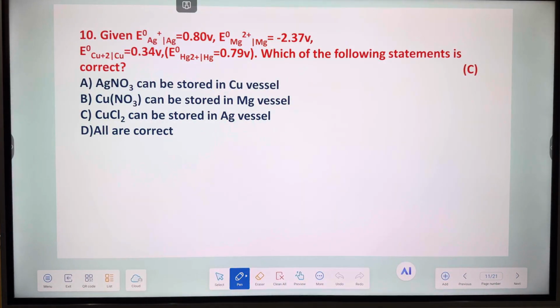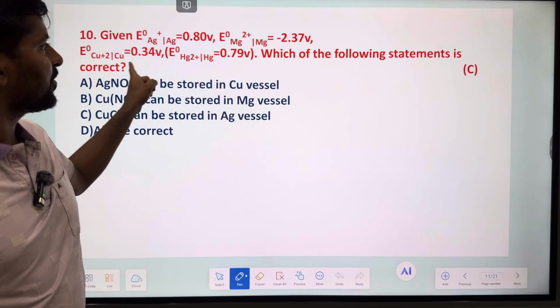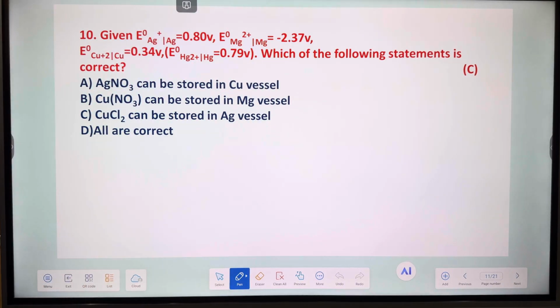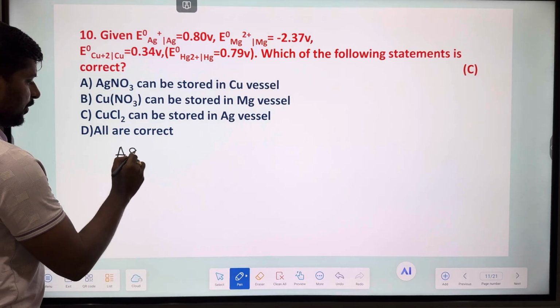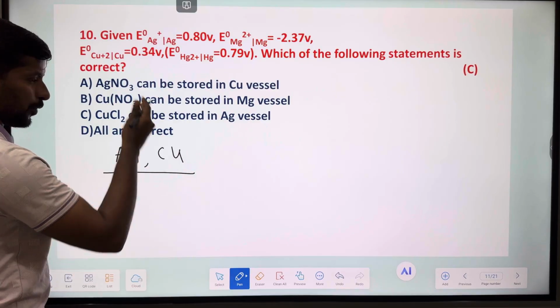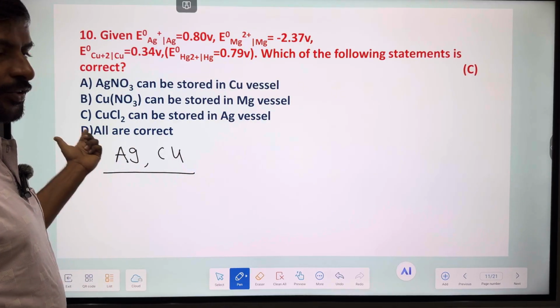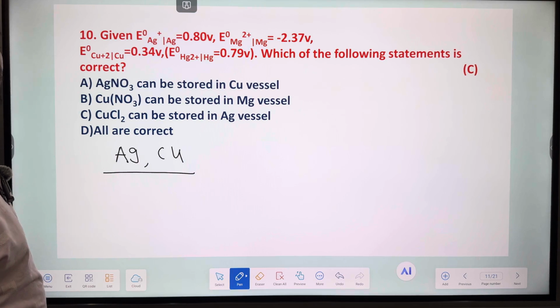Next, given Ag plus to Ag, the silver reduction potential is given, magnesium standard reduction potential is also given, and copper also given. Next to that mercury. All these four standard electrode potentials are given as reduction potentials, and in each case the oxidation number is decreasing, so they are reduction potentials. Which of the following statements is correct? Silver nitrate can be stored in copper vessel. Silver, copper, if you verify, similar to one of the previous questions we discussed.